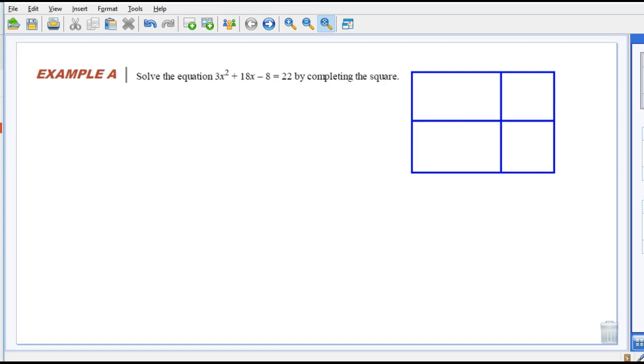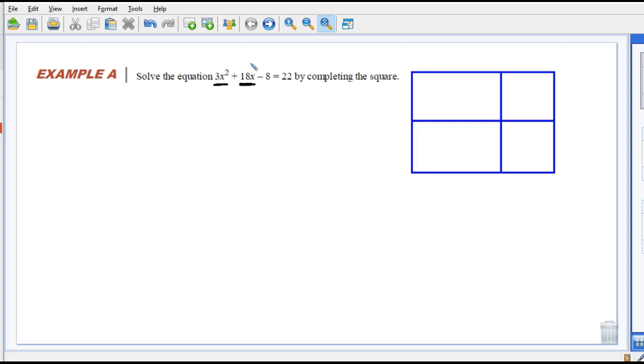Alright, so let's look right at example A. It says solve the equation 3x squared plus 18x minus 8 equals 22 by completing the square. What we're going to try and do is use a rectangular diagram, but it's going to be a square in this case, because I can't solve this right now. I have two terms that have x's in them, and they aren't going to be very helpful as far as actually solving, because I can't just divide by 18, since I have to divide everything by 18.